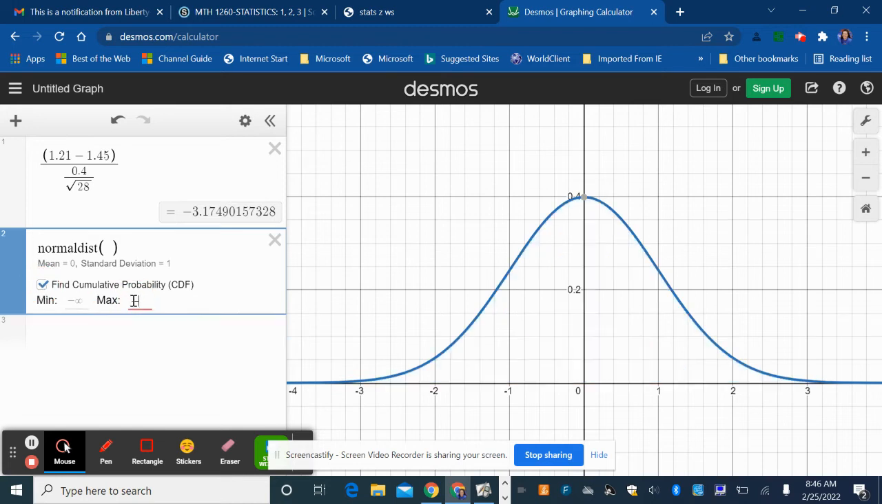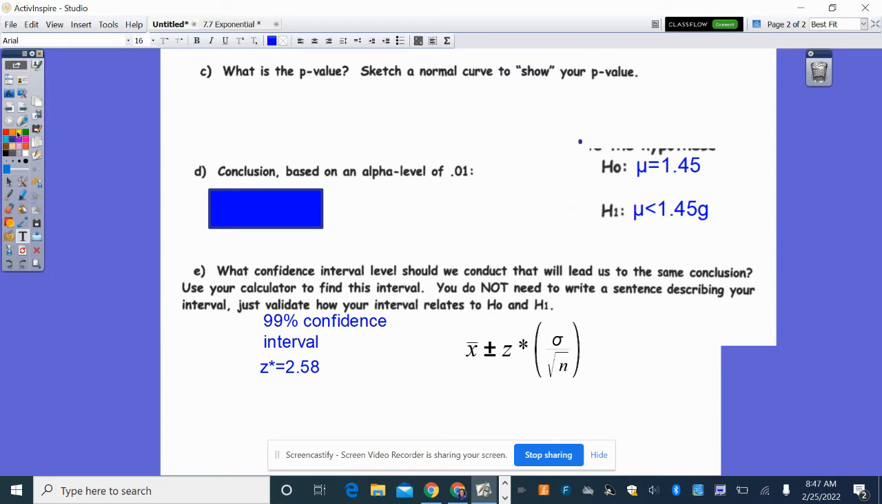So I'm going to make negative 3.175. Hardly anything gets shaded. You can't even really see what's shaded. It's a really tiny number. This is your p-value, 0.0007. Very small p-value. So p equals 0.0007.